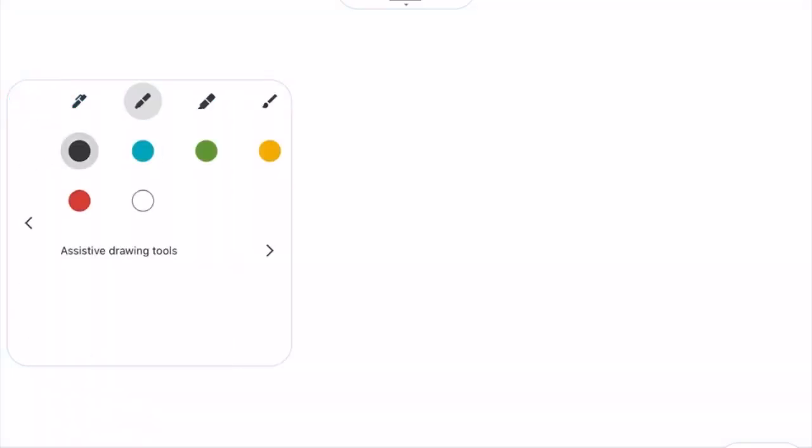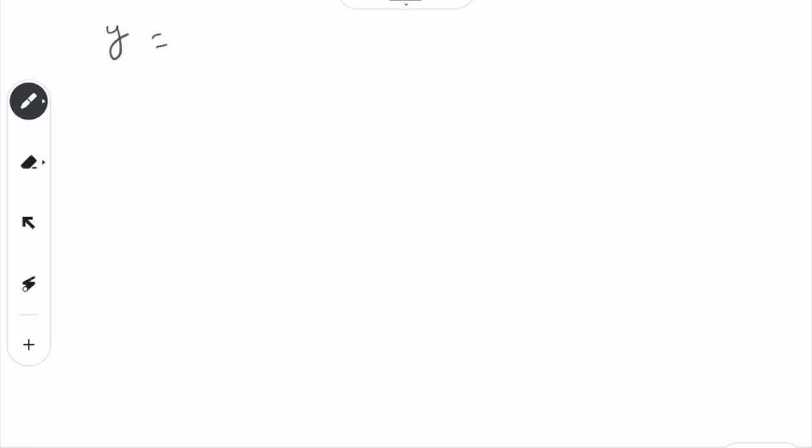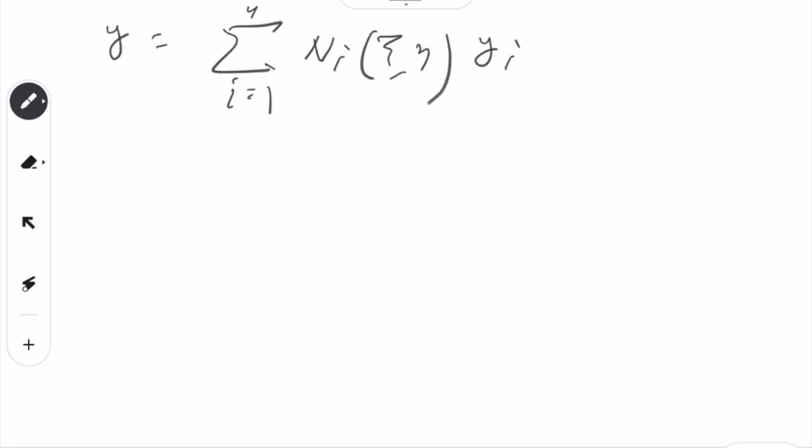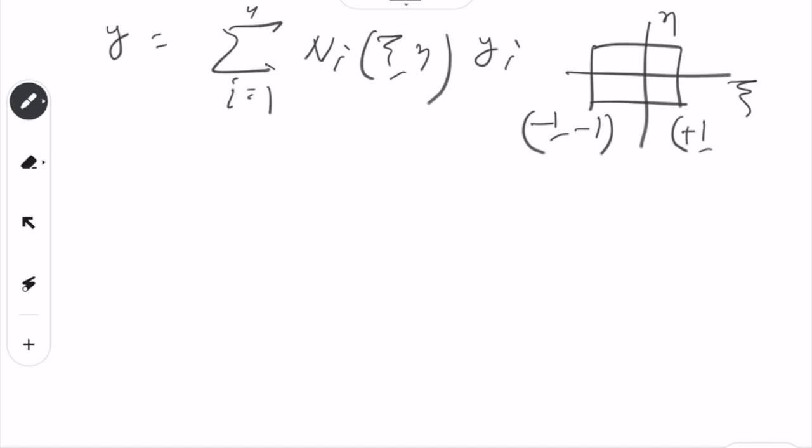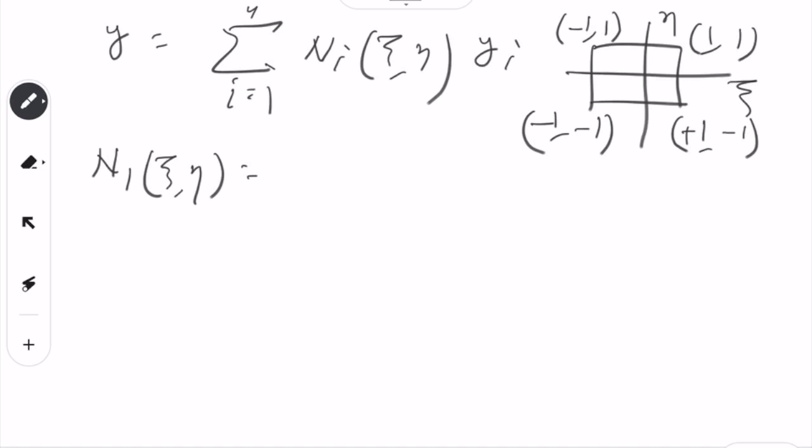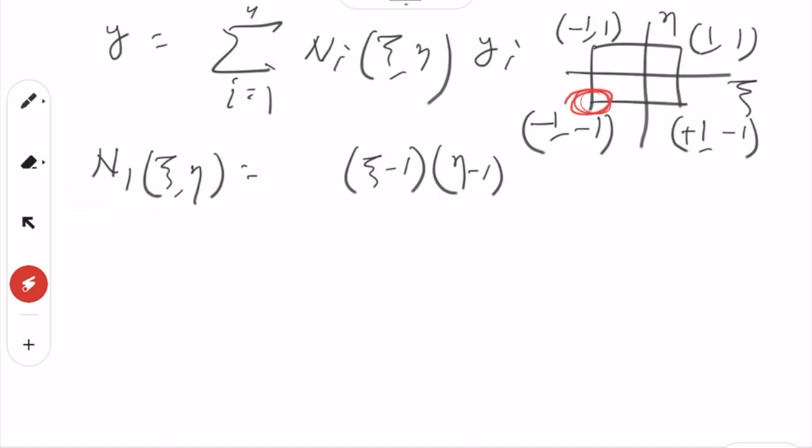Similarly, we can also write y as the sum of Ni(xi, eta) times yi, for I equal to 1 to 4. In the xi-eta system, the nodes are at (-1, -1), (1, -1), (1, 1) and (-1, 1). So we can give the shape function N1(xi, eta) as (xi - 1)(eta - 1), because N1 should be 1 at node 1 and 0 on the other lines.